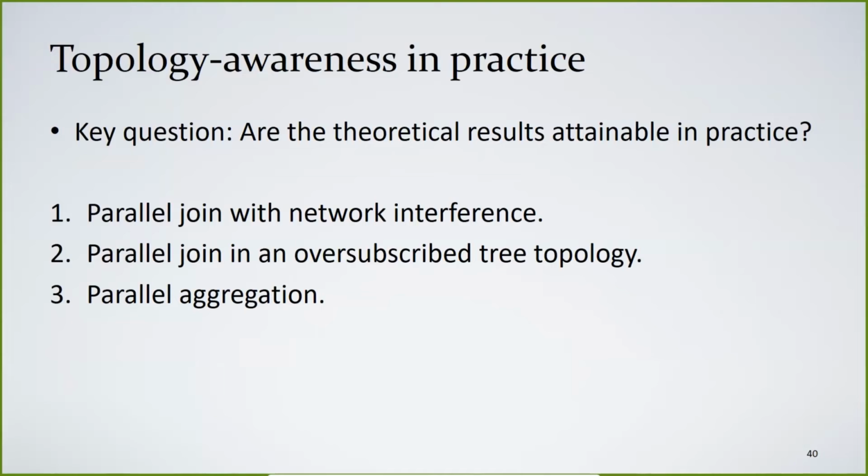Now, switching over from the realm of theory and proving what is possible to the more interesting question of, can we make any of that work in practice? I will show a few examples here. One is a case of a parallel join with network interference. I will also show a join in an oversubscribed tree topology, and finally a case for parallel aggregation, for which I have a few more slides.